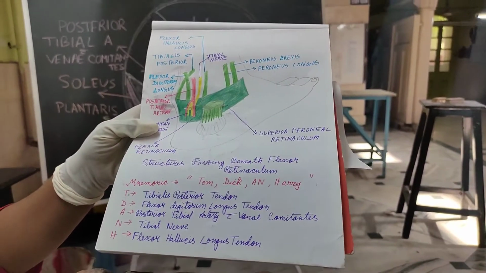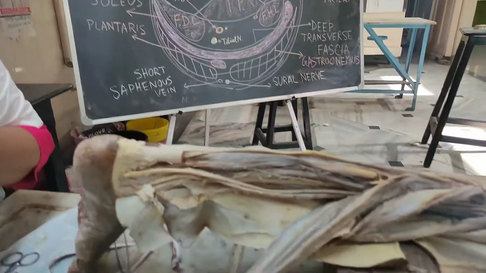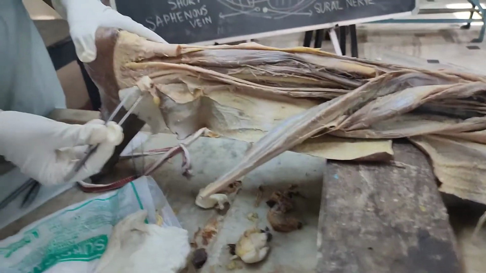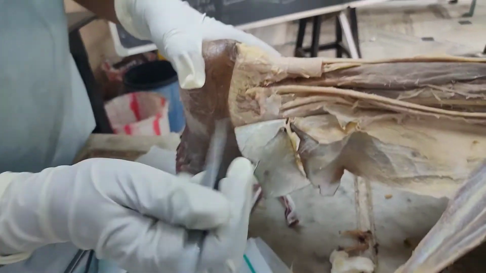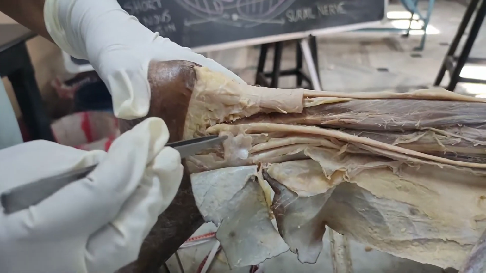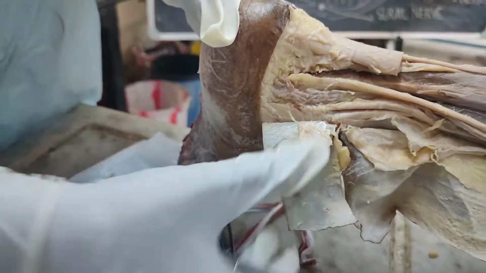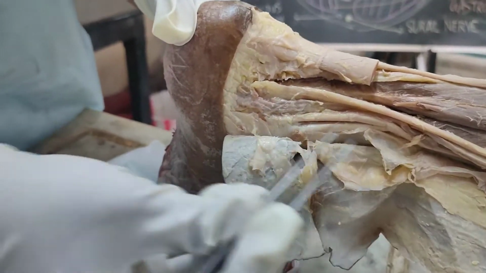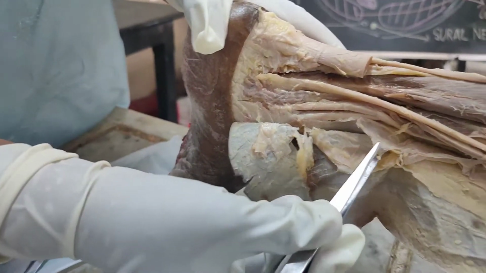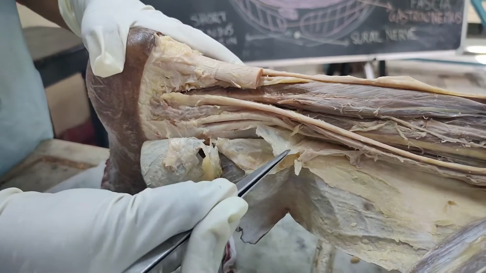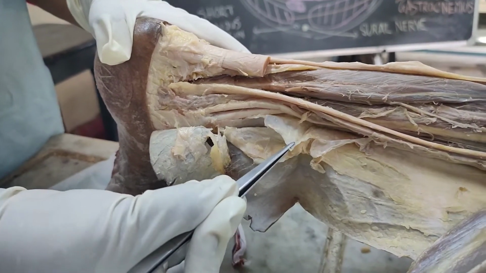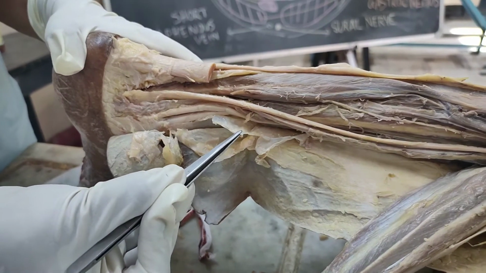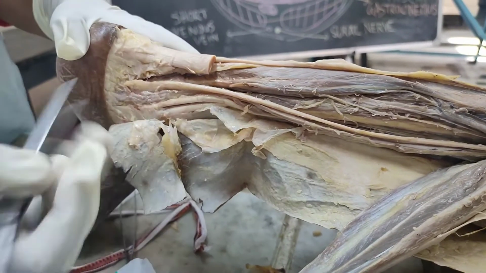Now let us look at the structures in the cadaver. This is the band shaped flexor retinaculum. I have cut it. Another part of deep fascia we can see here. This is the deep transverse fascia, which is separating the superficial compartment from the deep compartment.